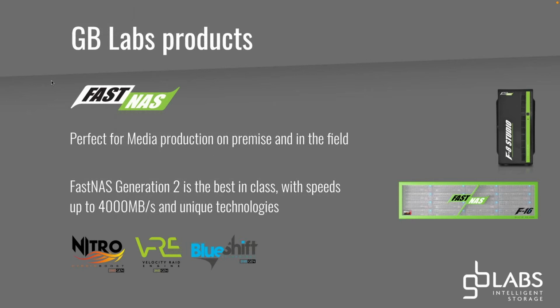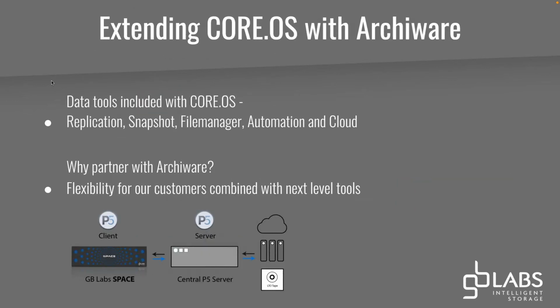So these products really sit alongside the Space Echo and Vault. They all work together, they all talk to each other, they all use the same software. FastNAS has a slightly light version of the software called Core.4 Lite, but very easy to use and very easy to manage. And as I said before, can all take the P5. So go to the next slide, please.